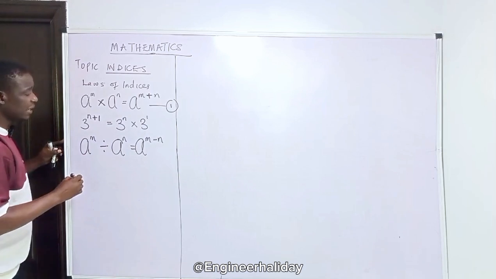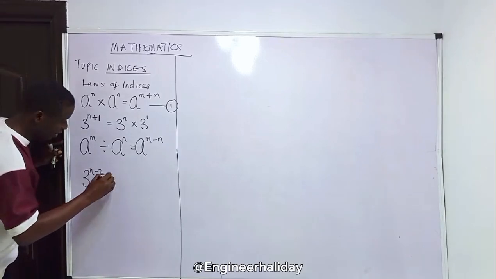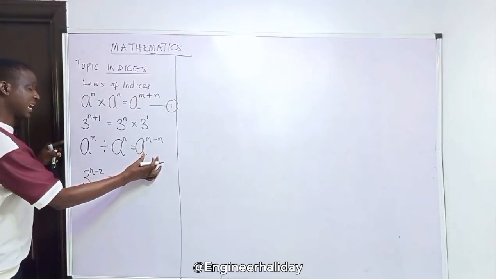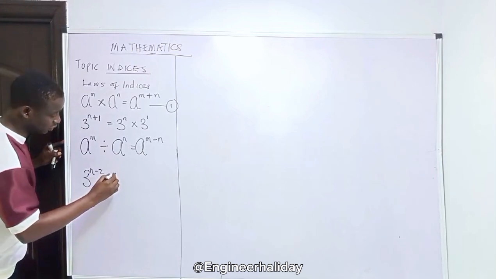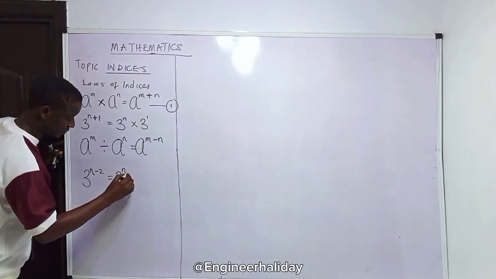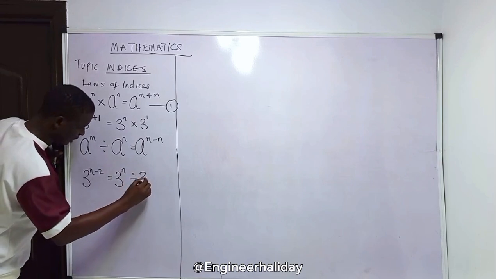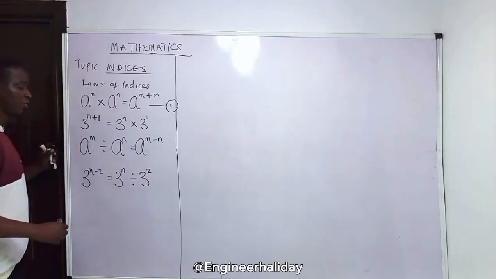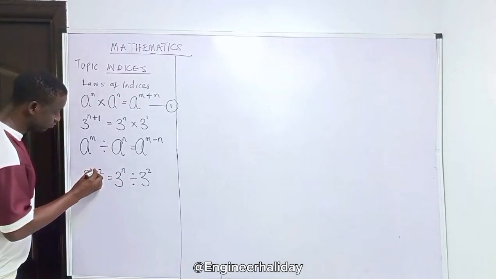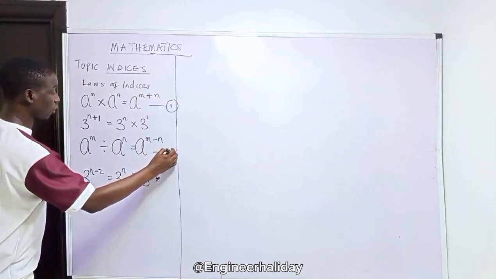Then if we are given something like this, for example, 3 raised by n minus 2, you want to break it down. I want to come from this aspect and get back to this one. This one can be written as 3 raised by n divided by 3 raised by 2. So that means this division has taken care of this minus sign here. That's what that one is saying. Now this is law number two.